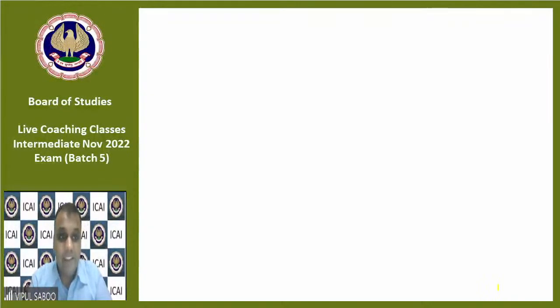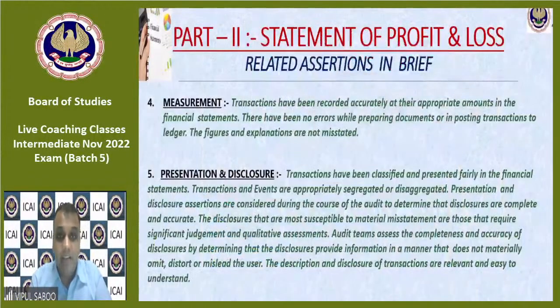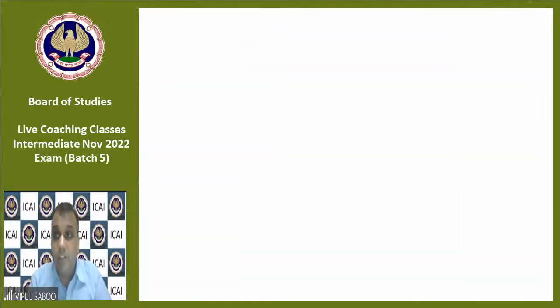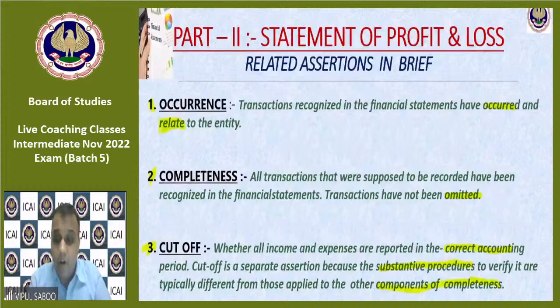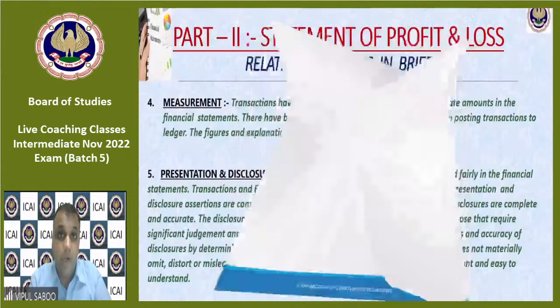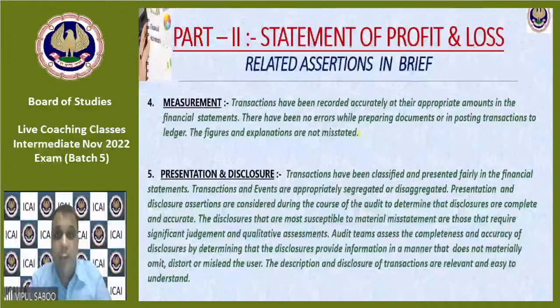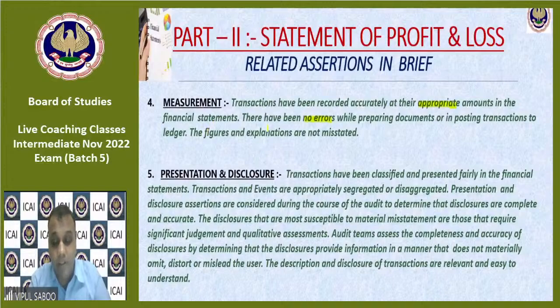Fine. Like I told you about purchases, I told you about different expenses of prior periods. Measurement. Transactions that have been recorded accurately at their appropriate amounts in the financial statements. There have been no errors while preparing documents or in posting transactions to the ledgers.